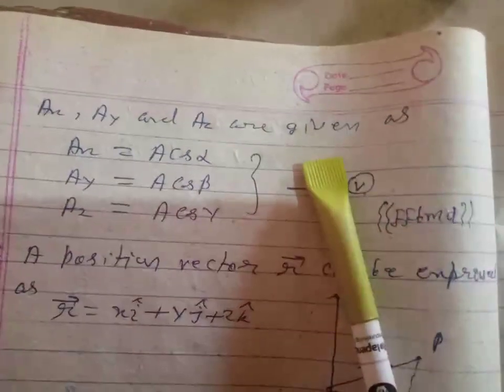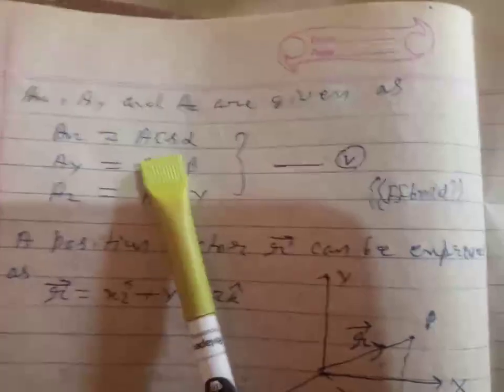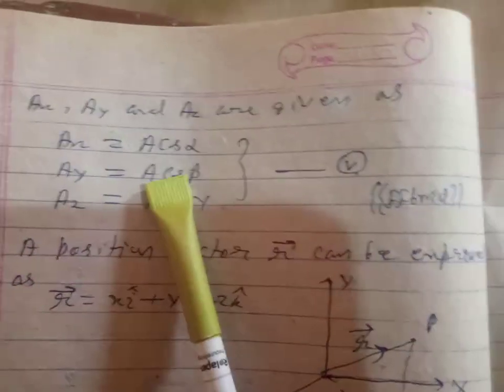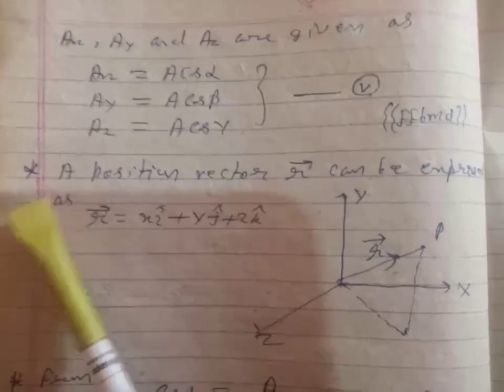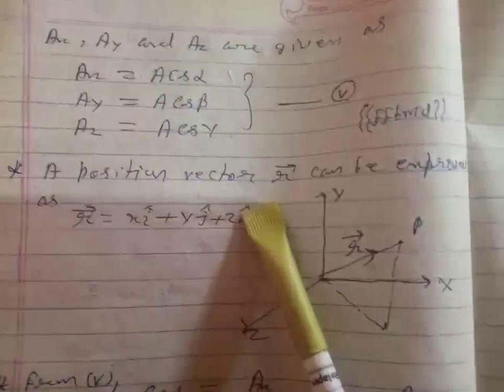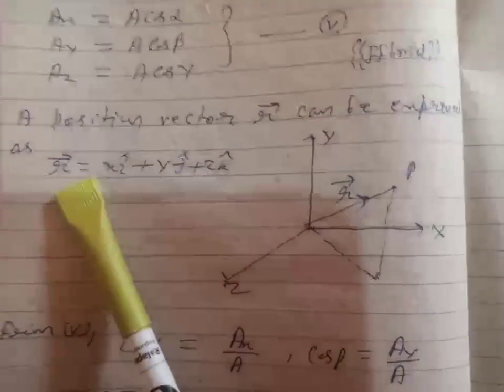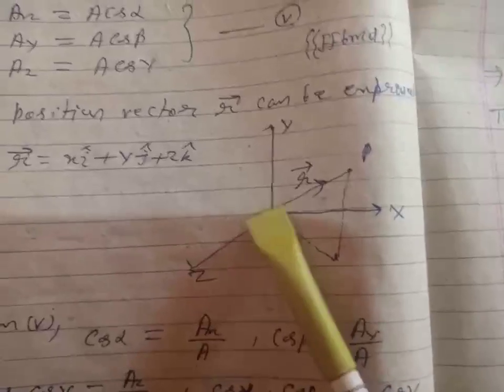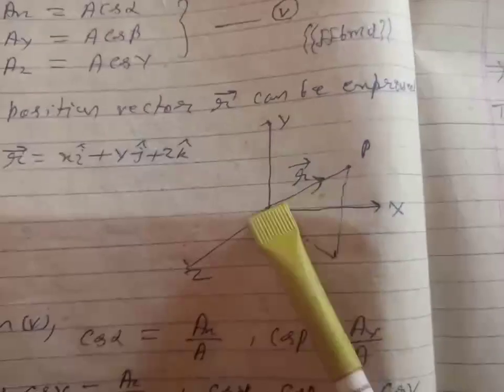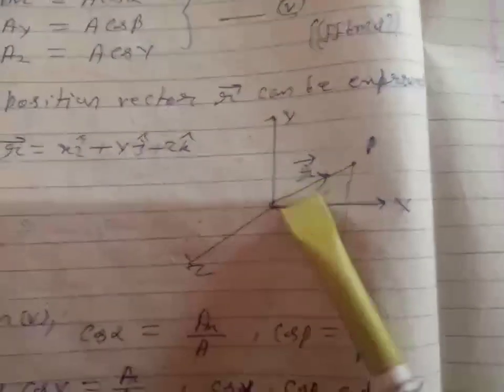Here ax, ay and az are given as ax equals A cos alpha from the given triangle, ay equals A cos beta, and az equals A cos gamma, equation 5. A position vector r vector can be expressed as r vector equals x i cap plus y j cap plus z k cap, as shown in the figure. Here OP vector is represented by r vector.